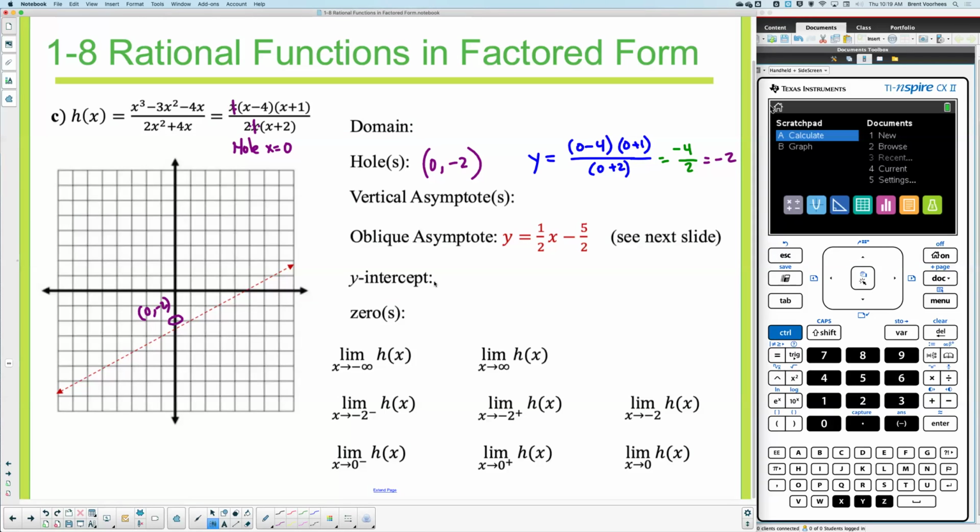Which, by the way, means we're not going to have a y-intercept. You know how I know that? Because is that an open circle or a closed circle? Open. And you can't have 2 points on the same x value. Otherwise, it's not a function. So we don't have a y-intercept this time.